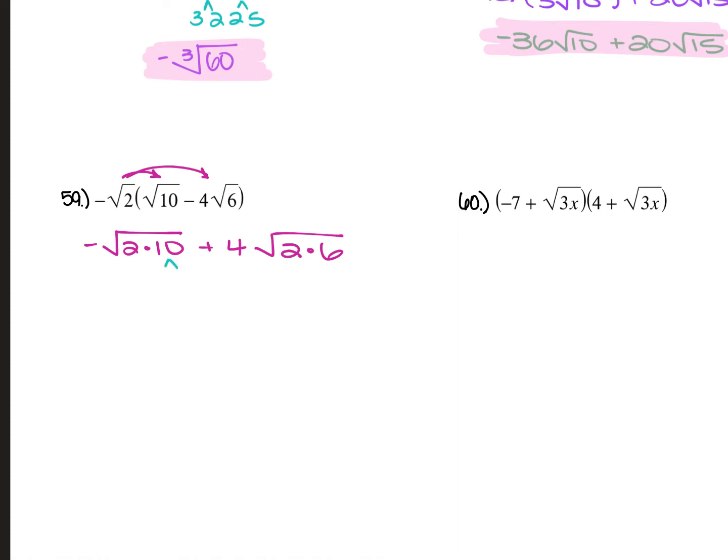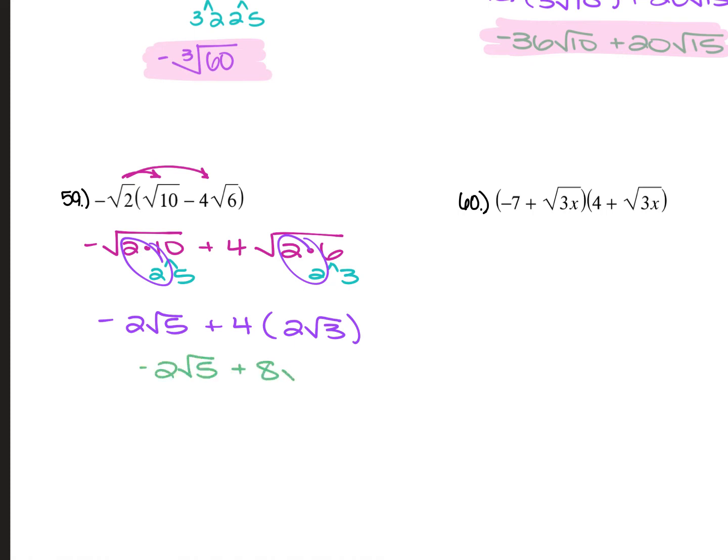Factor out the 10, factor out the 6. 10 is 2 and 5, 6 is 2 and 3. Your two 2's group up for both of these, so it's like saying the opposite of 2 square root 5 plus 4 times 2 square root 3, which then simplifies to be negative 2 square root 5 plus 8 square root 3.